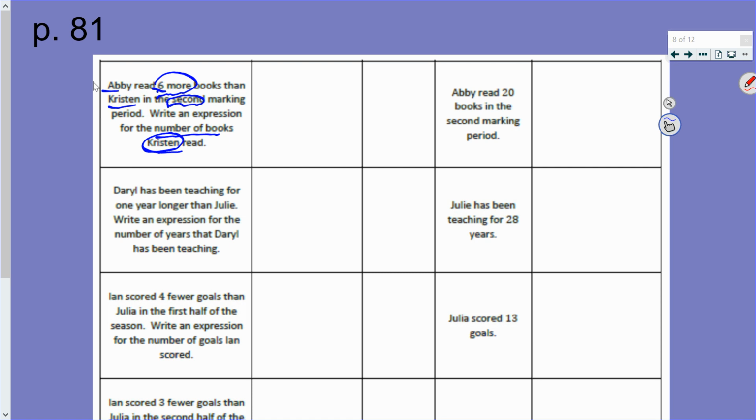To find out what Kristen read, I need to know what Abby read. So this is the piece I need. So my variable is going to be A, for Abby. And it's specifically going to be the number of books that Abby read. Make sense? Now we look at it from Abby's perspective. Abby read 6 more than Kristen did, right? So if I'm at Abby, how do I get to what Kristen read? A minus 6. Because from Abby's number, I'm going to have to take 6 away to get to Kristen's number. That makes sense?